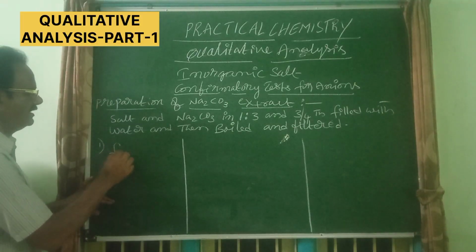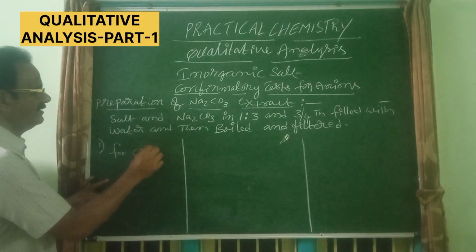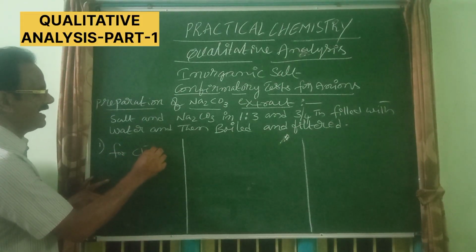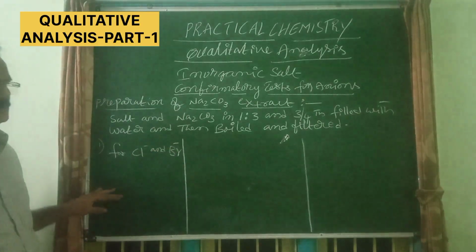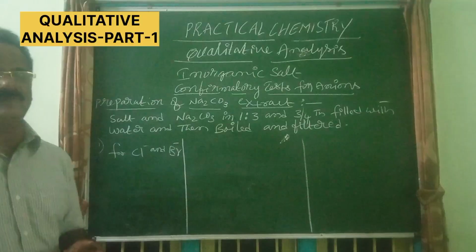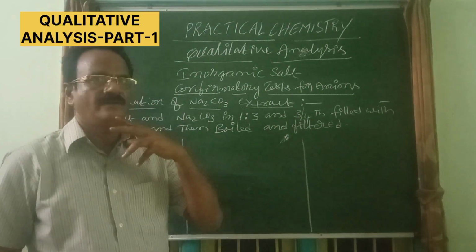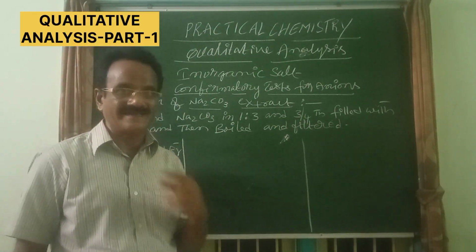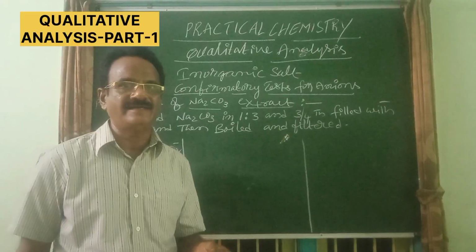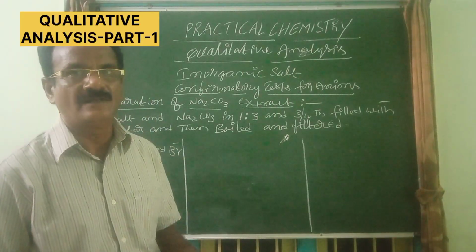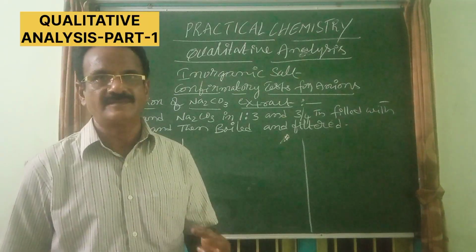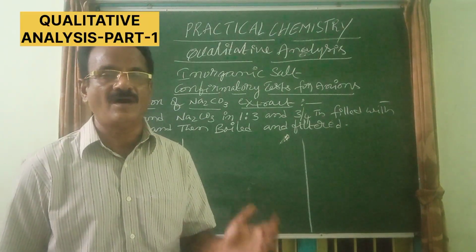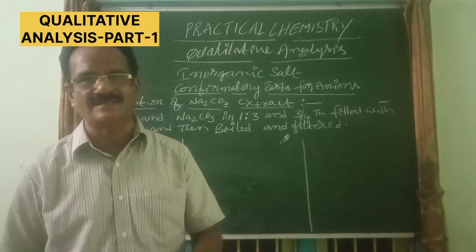Number 1, for Cl minus and Br minus. Okay, for Cl minus and Br minus, if the analyst has identified Cl minus or Br minus, he has to confirm the presence of Cl minus or Br minus in the given salt.